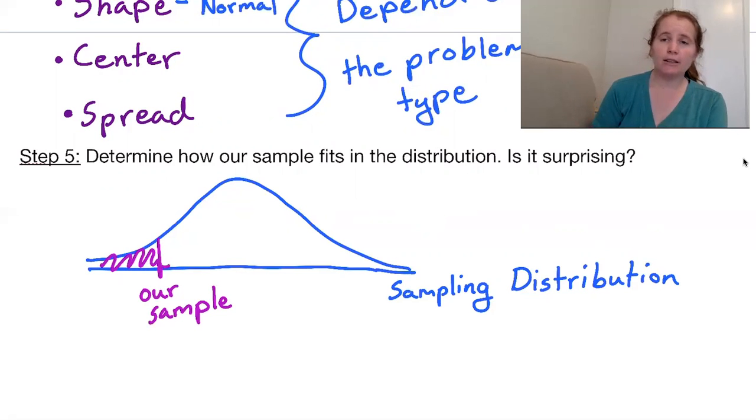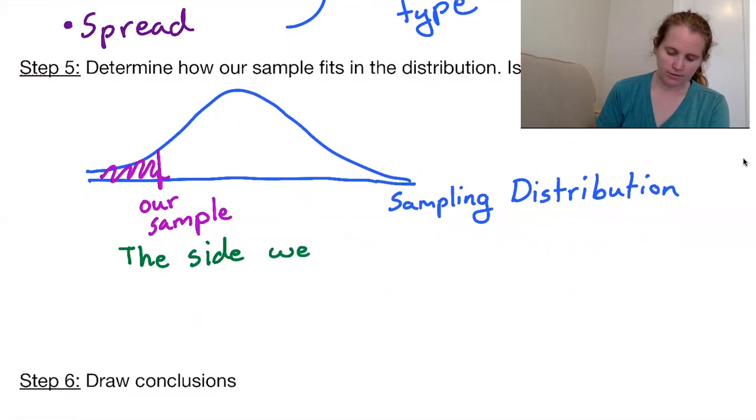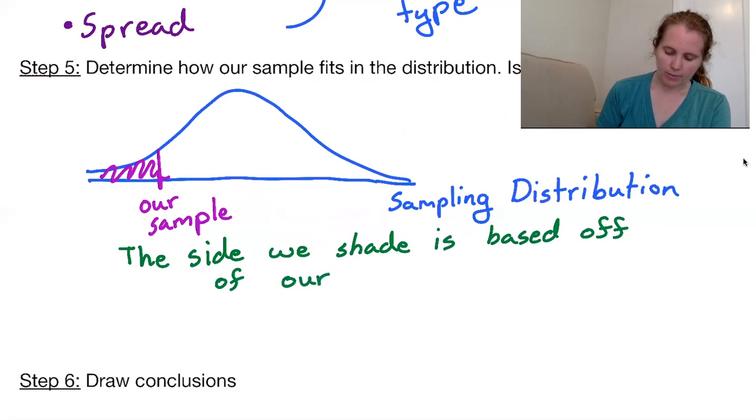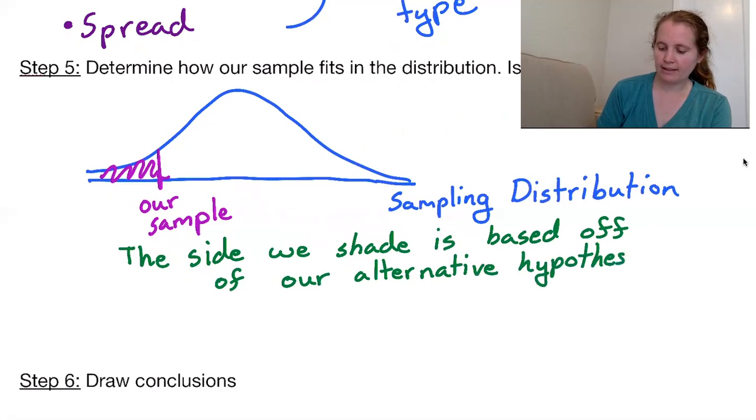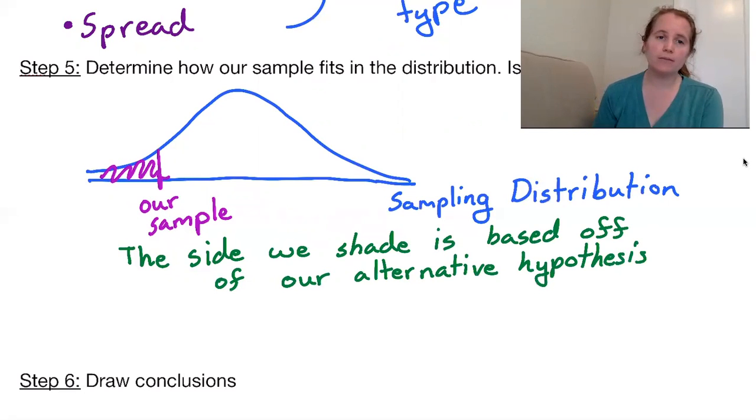The side we shade is based off of our hunch, based off of our alternative hypothesis. So just a side note, the side we shade is based off of our alternative hypothesis. If our alternative hypothesis was less than, then we should shade to the left. If our alternative hypothesis is more, then we should shade to the right.